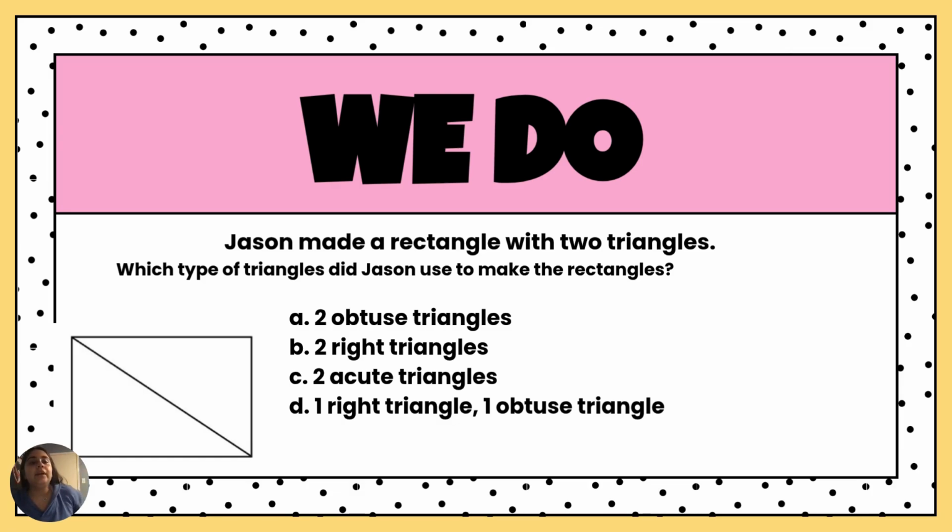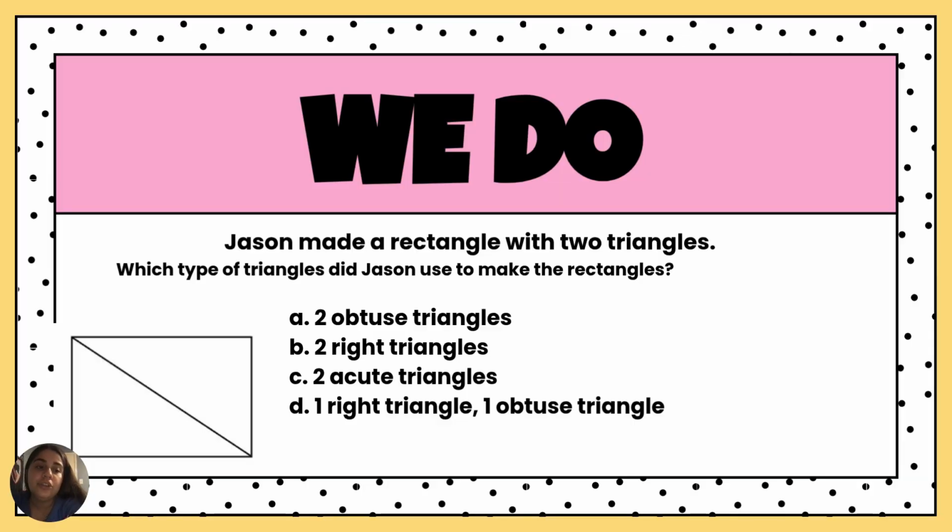Okay, for this one, we are both going to read this problem together. It's actually a written problem, so we're going to figure this one out. It says, Jason made a rectangle with 2 triangles, okay? Which type of triangle did Jason use to make the rectangle? So on the bottom, it shows us the pictures. It says A, 2 obtuse triangles.